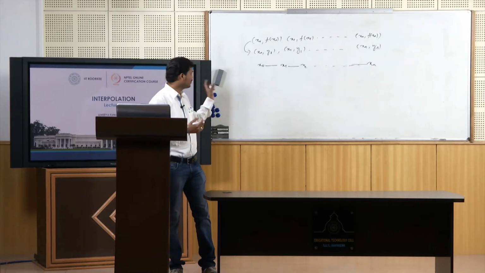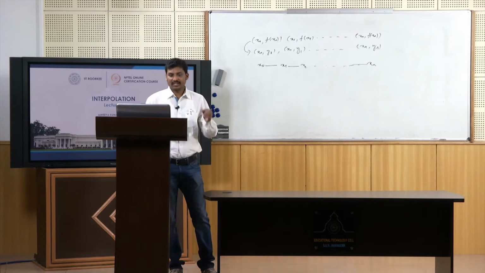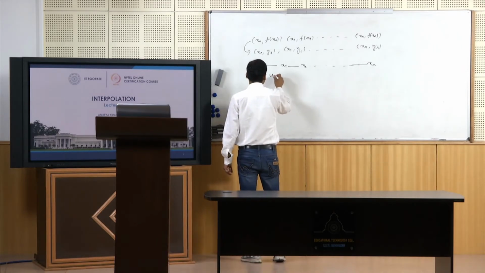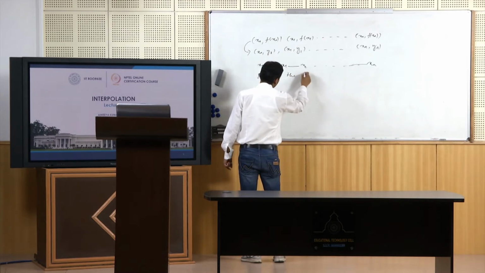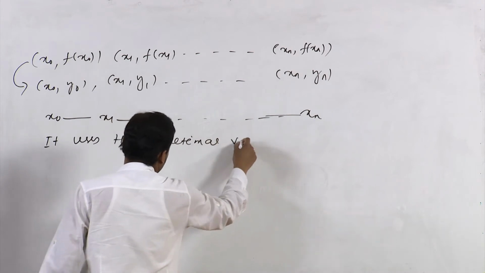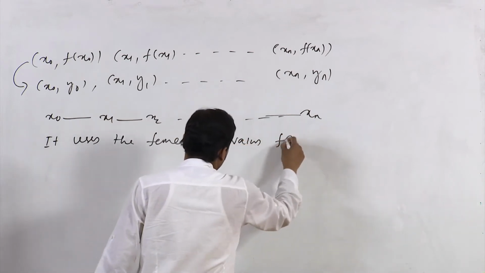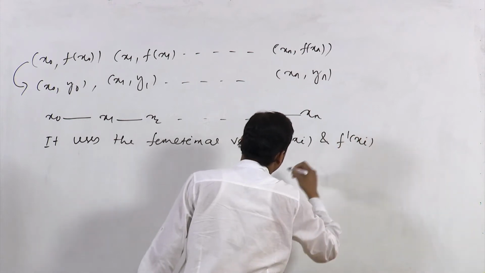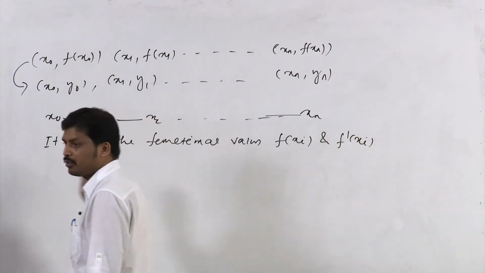This means it uses the functional values, that is f of x0, f of x1, f of x2, and the first order derivative at those points also. This means that it uses the functional values f of xi and f dash of xi, where i is varying from 0 to n here.